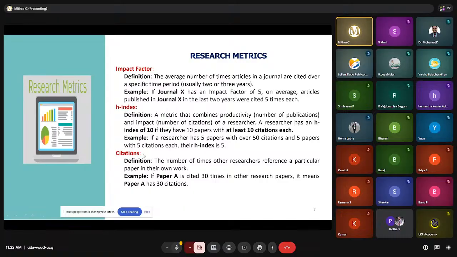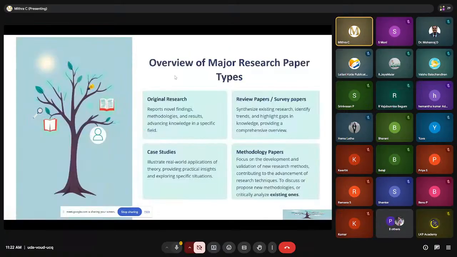Citation, which is a common term, is the number of times other researchers cited our paper in their article, in their paper. Okay, that is what research citation refers to. So these are all the common citation research metrics that we use. These are all essential things that, as researchers, we should be aware of.